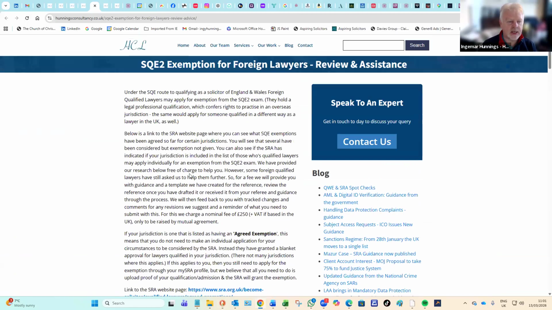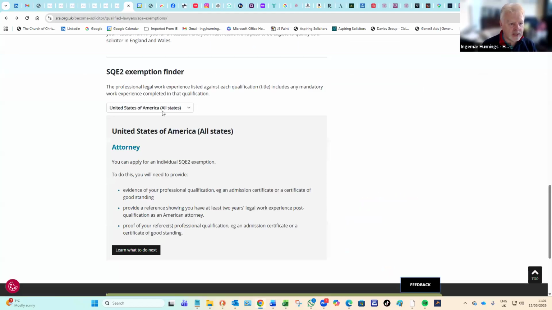So that's there as well, and we have helped US attorneys get exemptions from the SQE2 exam. So what's involved? Let's see what the SRA says. The SRA says that a US attorney can apply for an individual SQE2 exemption. You do not have an agreed exemption, so it's the individual application. To do that, you need to prove your qualification. So the easiest way, I think, is uploading a copy of your admission certificate.